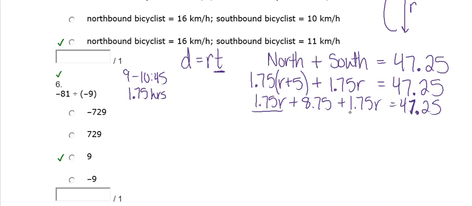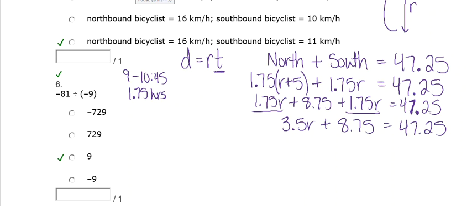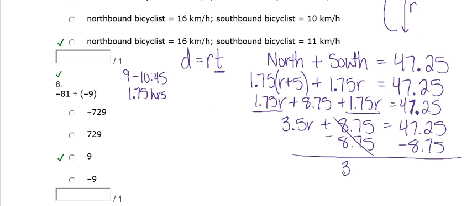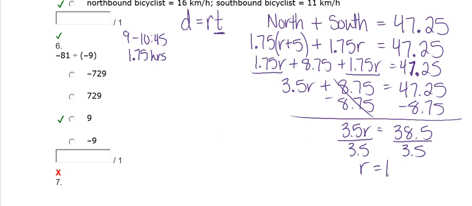Okay, then we're going to combine like terms. That's 3.5r plus 8.75 equals 47.25. Subtract 8.75 from both sides. We get 3.5r equals 47.25 minus 8.75, which is 38.5. Now when we divide by 3.5, we get r equals 11.